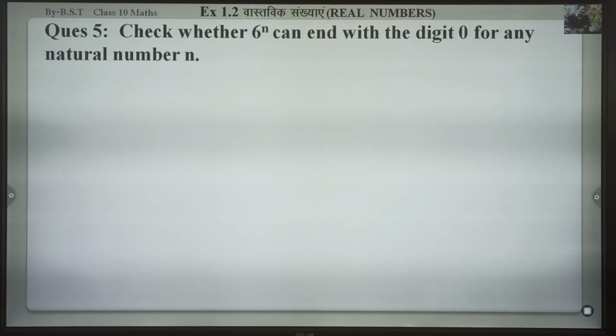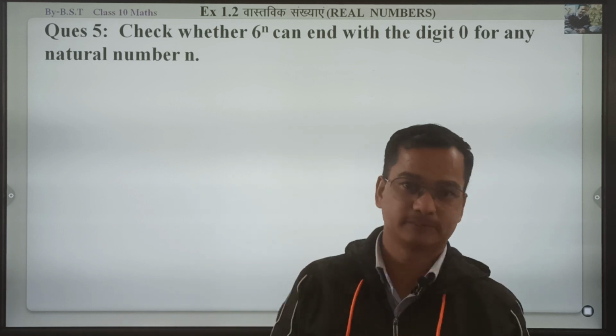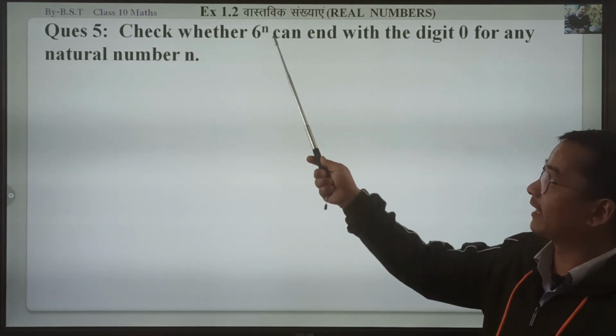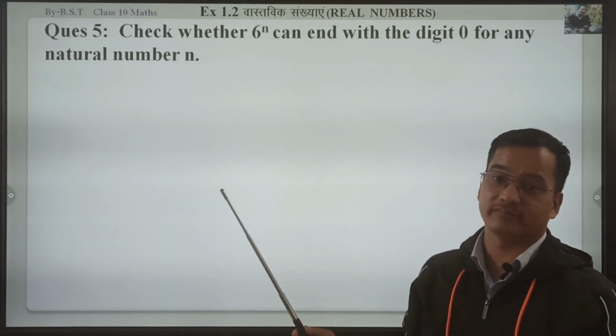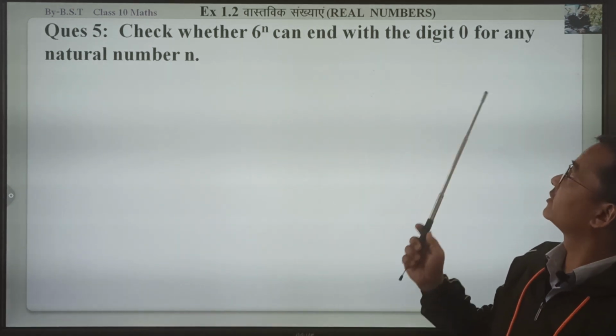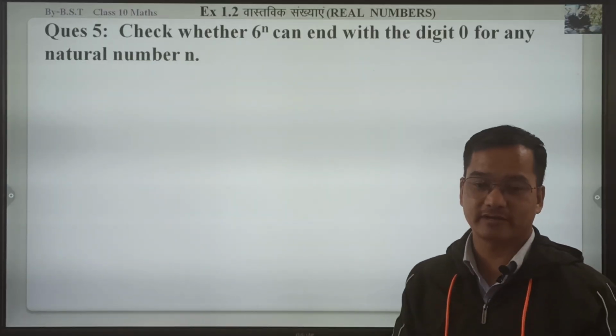Welcome students, class 10th maths, chapter 1st, exercise 1.2, real numbers, question number 5. Check whether 6 की power n can end with the digit 0 for any natural number. We have to check that 6 की power n, where n is any natural number, ends with the digit 0 for any natural number n.